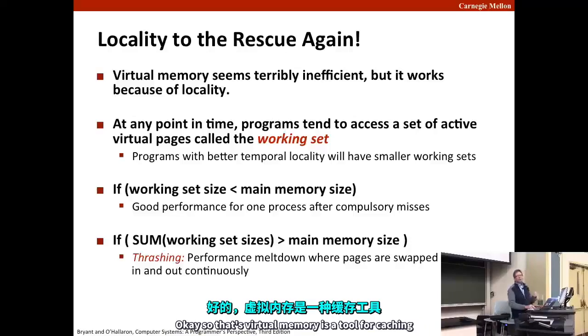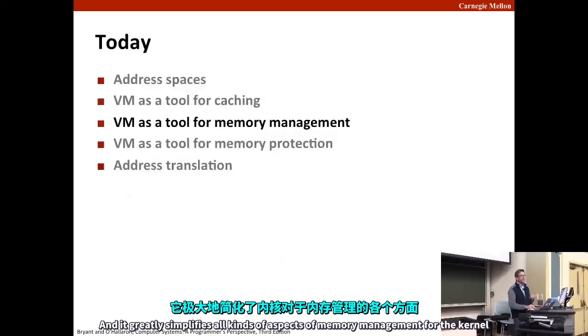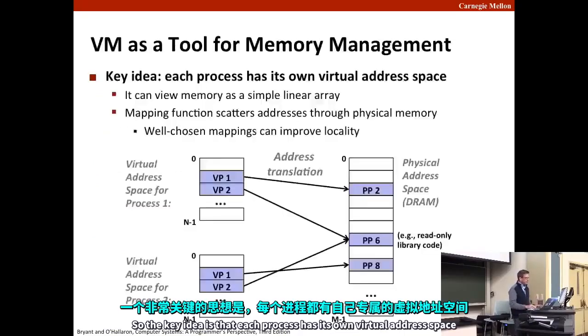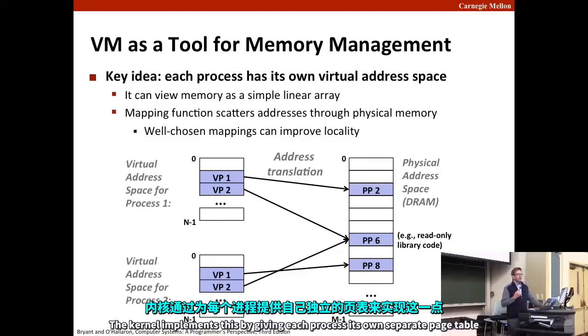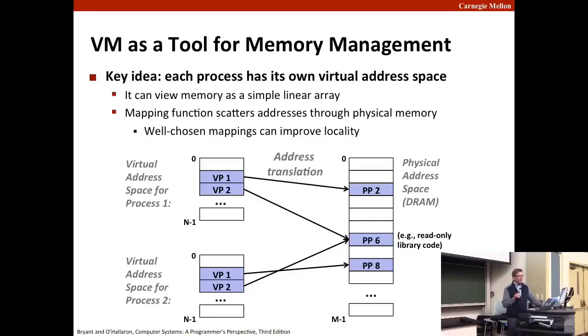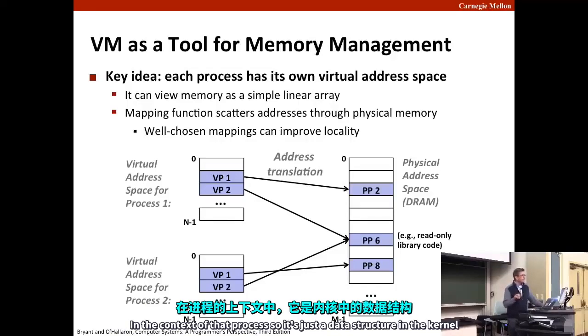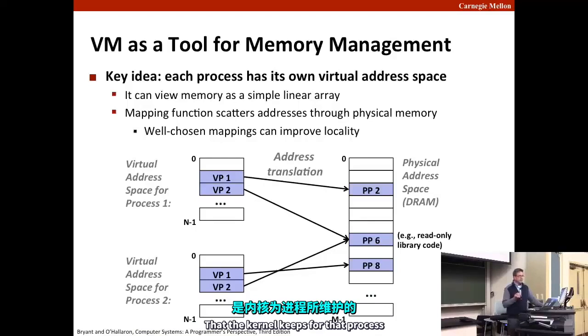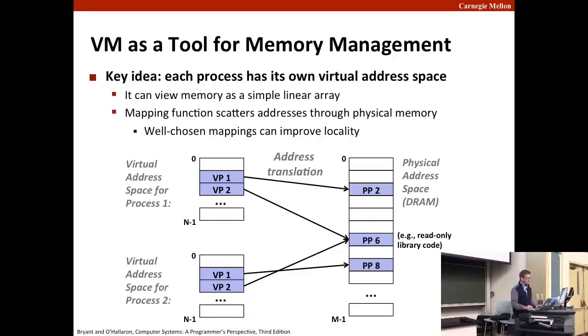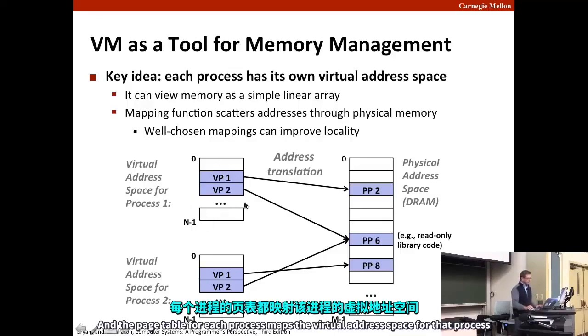Okay, so that's virtual memory as a tool for caching. It's also a tool for memory management, and it greatly simplifies all kinds of aspects of memory management for the kernel. So the key idea is that each process has its own virtual address space. The kernel implements this by giving each process its own separate page table. It's just a data structure in the kernel that the kernel keeps for that process, and the page table for each process maps the virtual address space for that process.